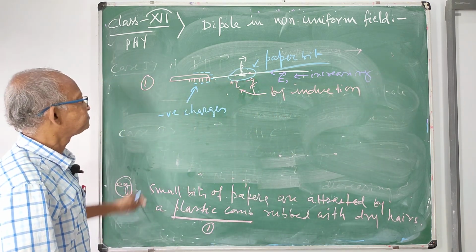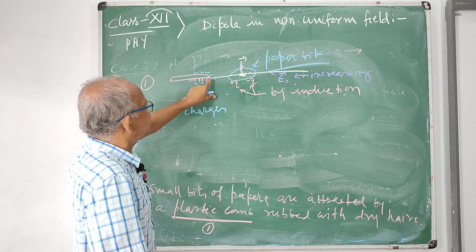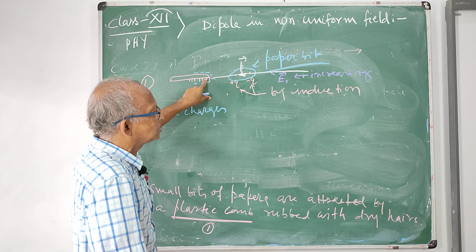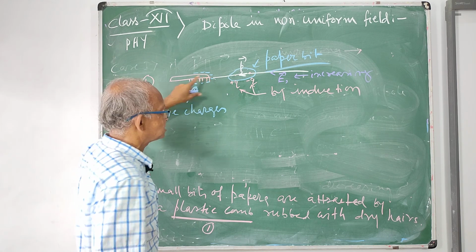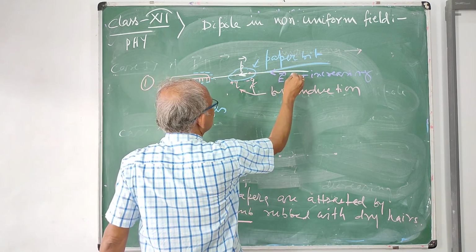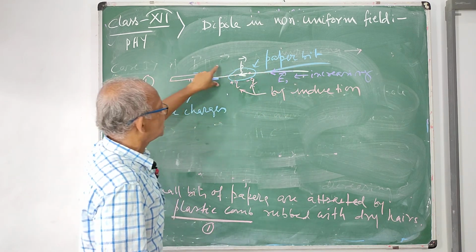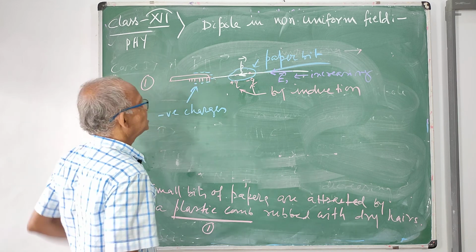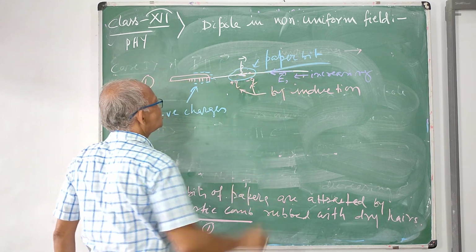Increasing leftward. A negative charge. So this is very common. As we move farther and farther away from the source charge, the electric field decreases. For a negative charge, the direction of the electric field is towards the charge, as is shown by this. This is the direction of the electric field, increasing to the left. And this is the direction of the dipole moment.